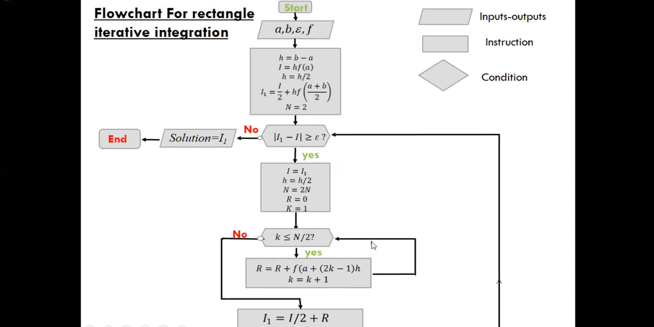Generally when you write a for loop in an algorithm, you write it as a while loop. But when you write the program, it's better to write the for loop. And then when you exit the for loop, you make I1 equal to I over 2 plus h times this quantity r, and that's it. Now I'll show you the program.